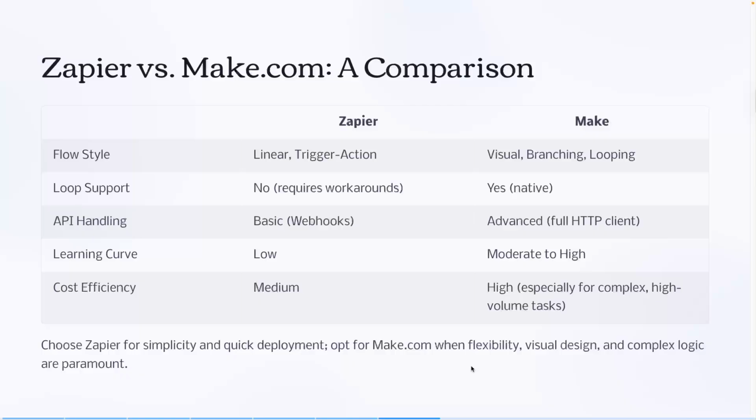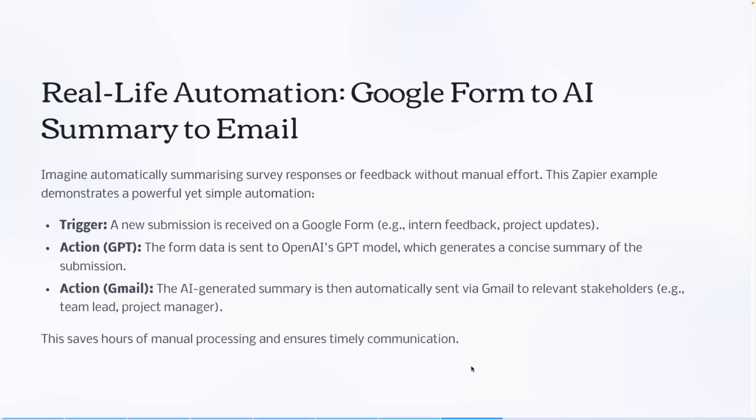We'll see that on the next screen also. Okay. All right. Google Form to AI summary to email.